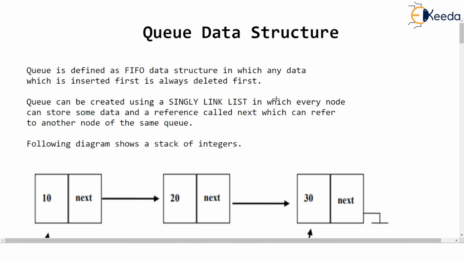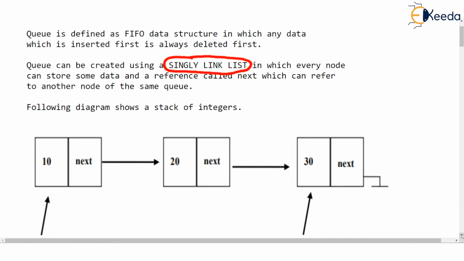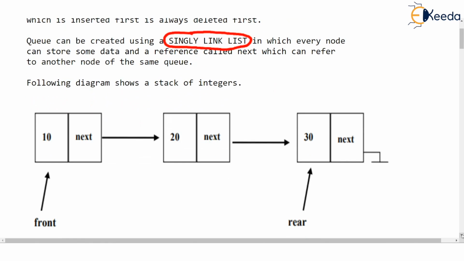Now, queue can be very easily created by using singly linked list. Actually, there are two ways to create the queue, but in this series, we will be learning how to create a linked list which will act as a queue, act as first in, first out. As you all know, a singly linked list contains nodes, and every node stores some data and has a reference or a pointer called next, which can refer to another node of the same queue.